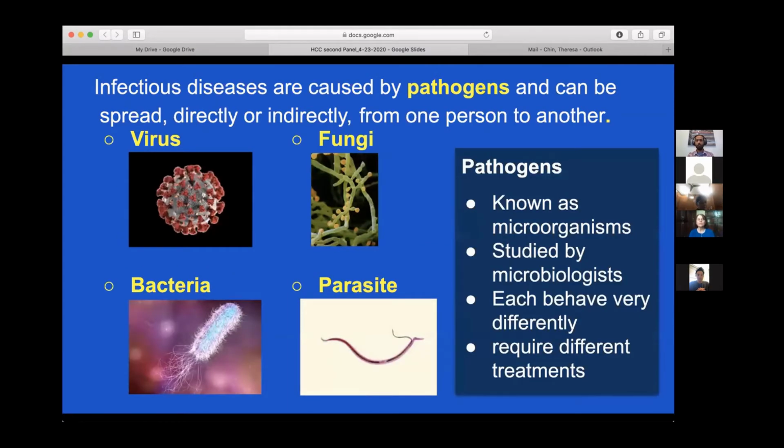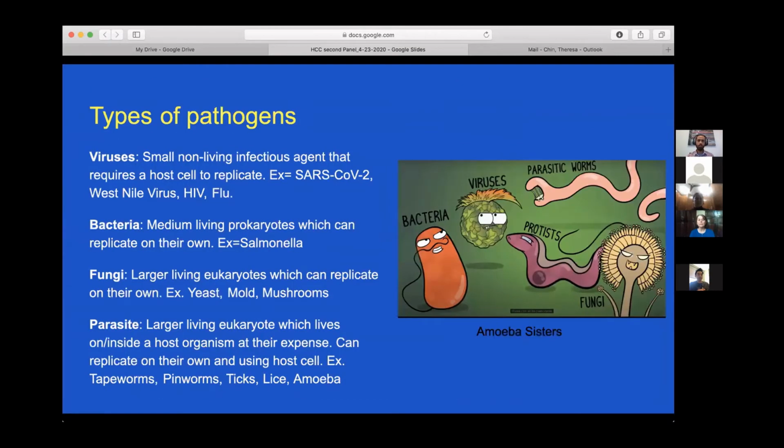So common categories of pathogens include viruses, which we'll be talking a lot about today, fungi, bacteria, and parasites. They're collectively known as microorganisms and studied by microbiologists. Each of these different categories, viruses, fungi, bacteria, parasites, they all behave very differently. And because of that, they require very different methods of treatment and diagnosis. So just zooming in and taking a look at each one of these individually.